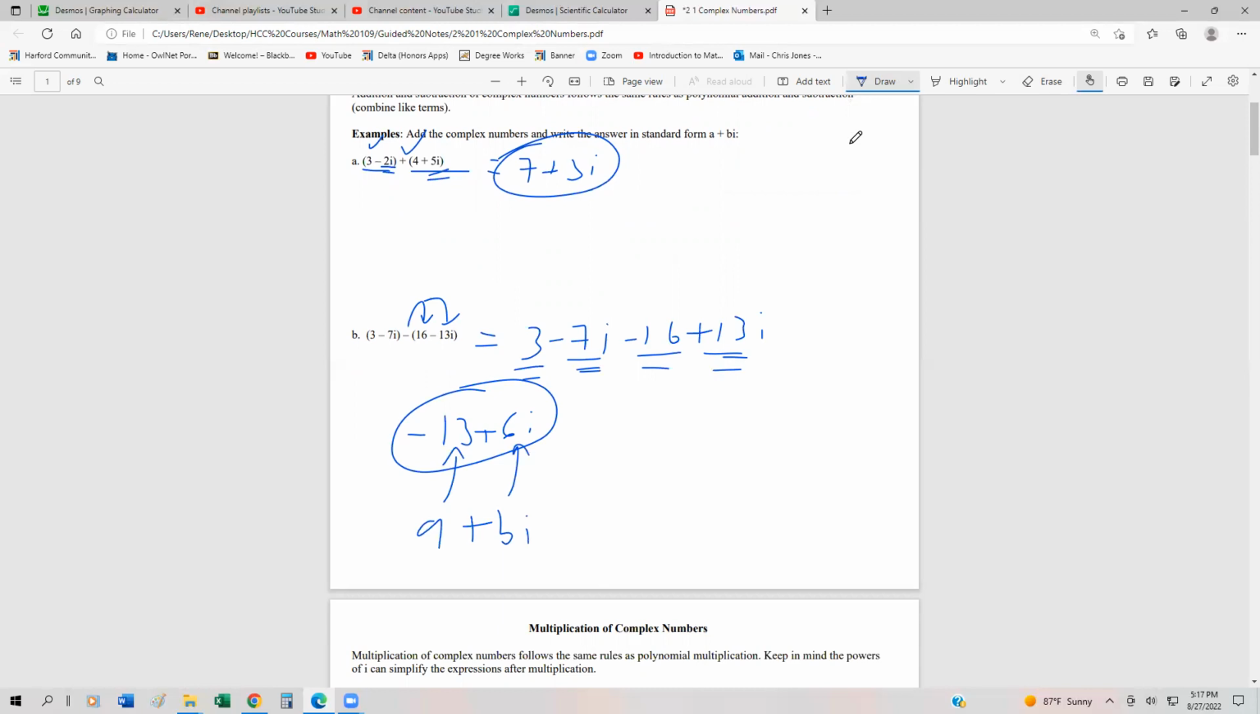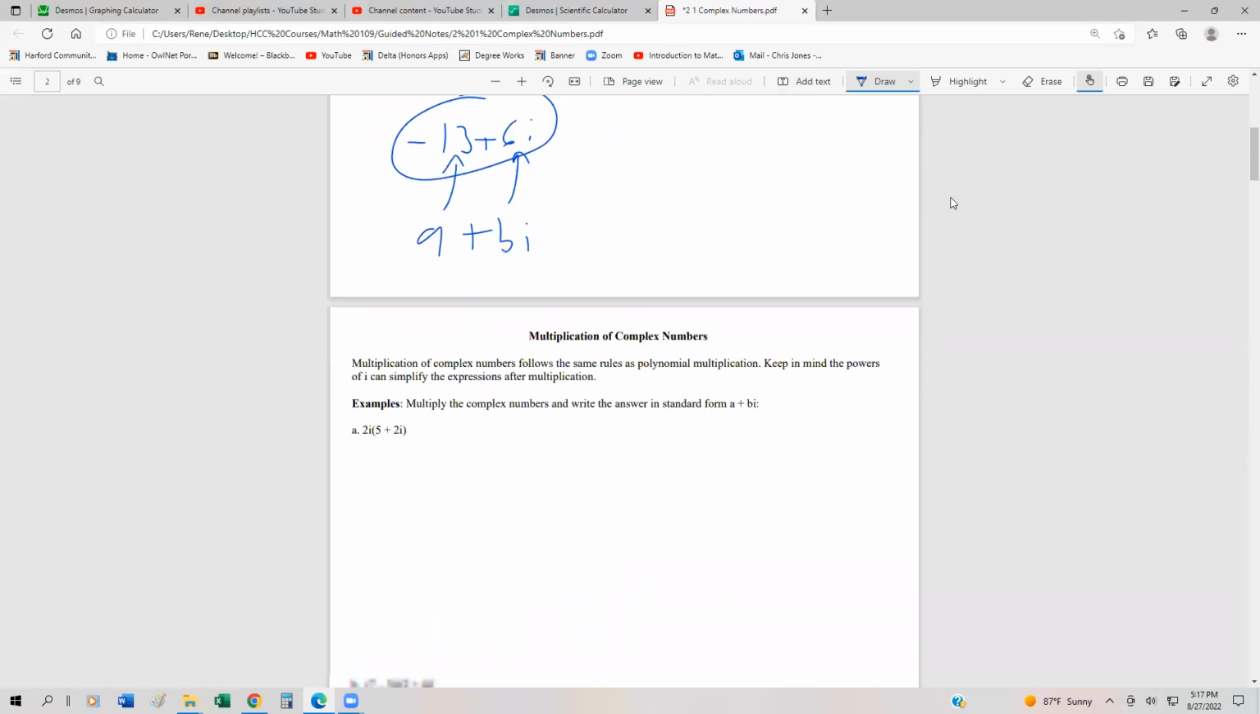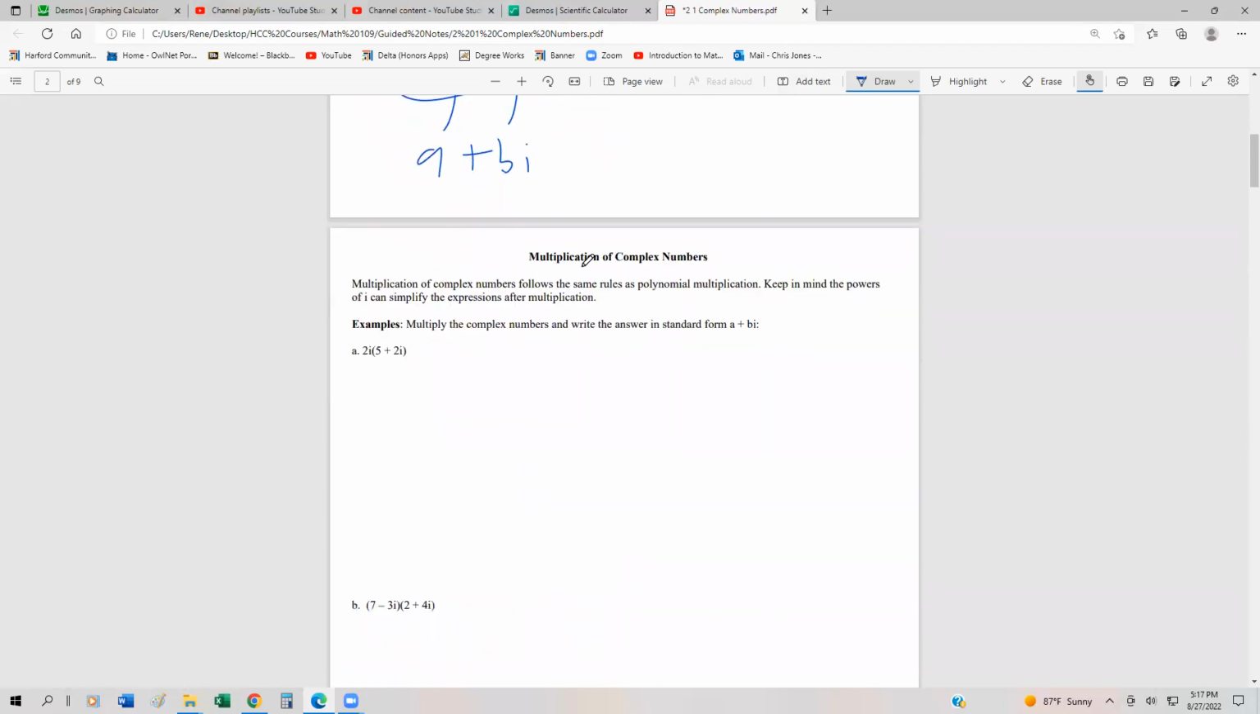All right. So a and b are just real numbers. Okay. They don't always have to be integers, or they don't even have to be rational numbers. They can be irrational as well, which we're going to see a little bit later. When we multiply complex numbers, we're just going to use the same rules as polynomial multiplication.